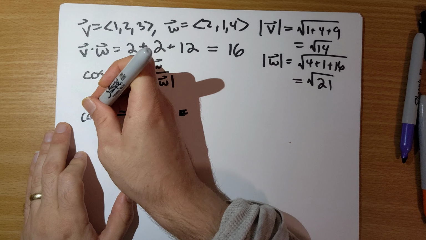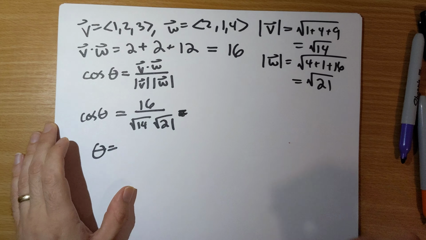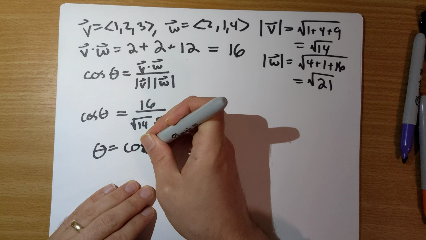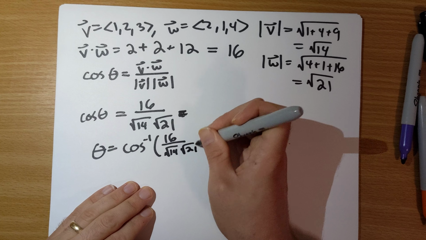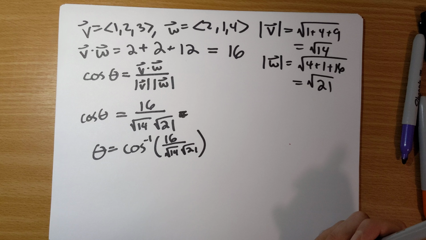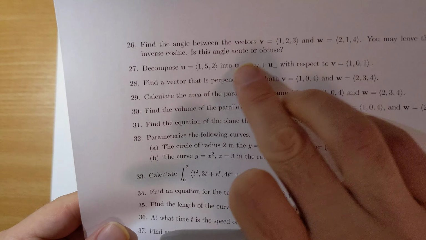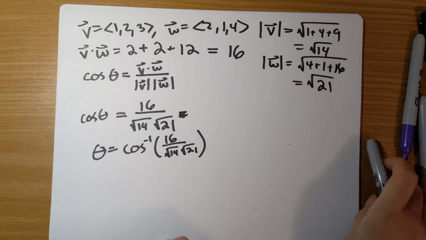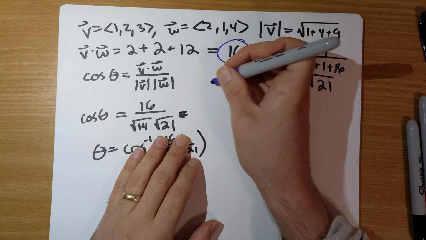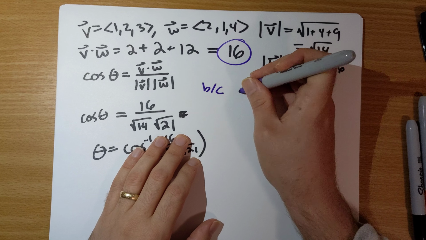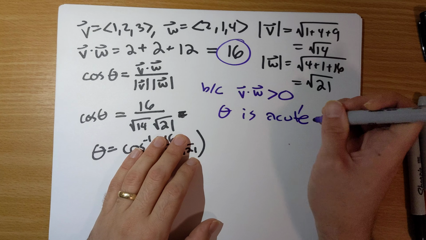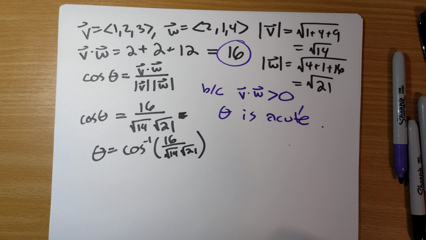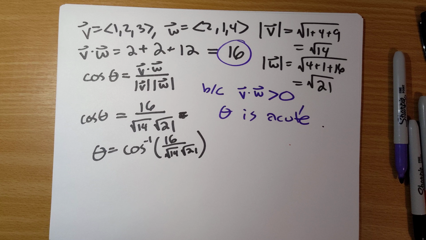To finish this off, you could leave it as inverse cosine. Theta is the inverse cosine of 16 divided by square root 14 times square root 21. We can do some simplification with those square roots, but let's not bother doing that. Is the angle acute or obtuse? Well, all we have to do there is check the sign. V dot W is positive here, so theta is acute. If this was a negative dot product, the angle here would be obtuse.